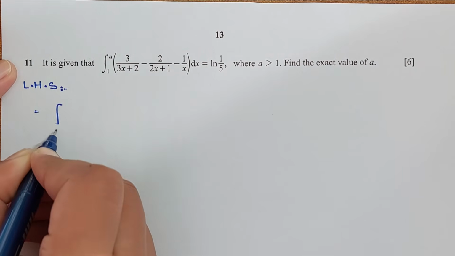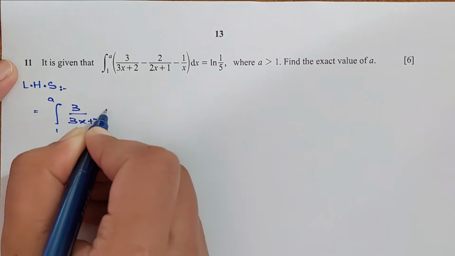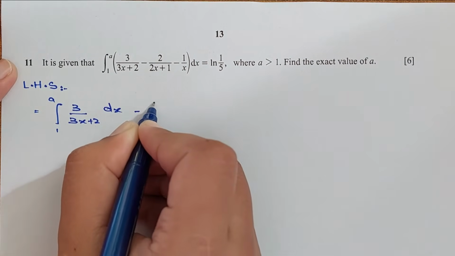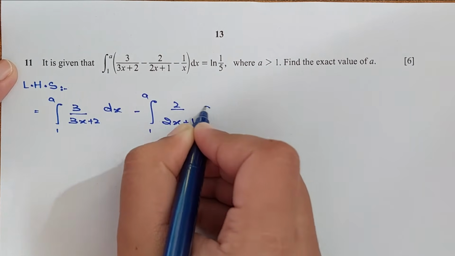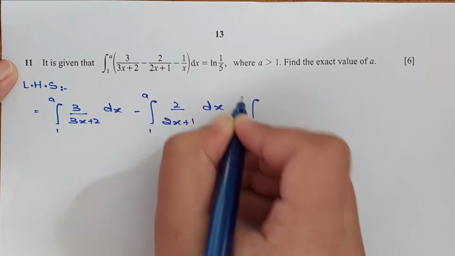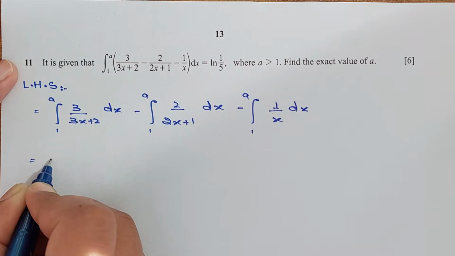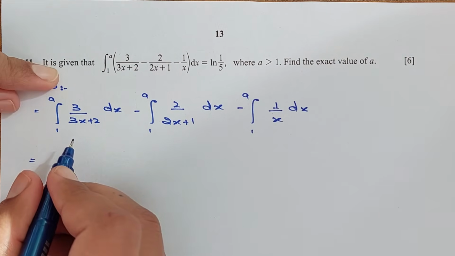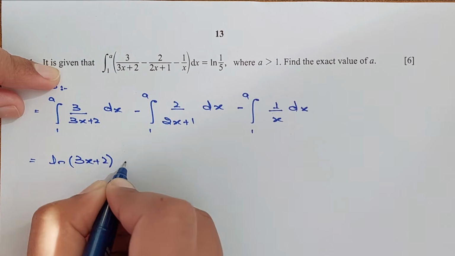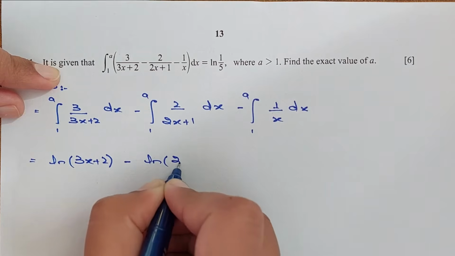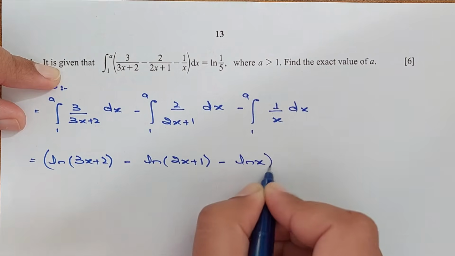Okay, left hand side we have the integral from 1 to a of 3 over 3x plus 2 with respect to dx, minus the integral from 1 to a of 2 over 2x plus 1 with respect to dx, minus the integral from 1 to a of 1 over x dx. The derivative is complete in the numerator, so its integration is ln of 3x plus 2, minus ln of 2x plus 1, minus ln of x. No need to add constant of integration.